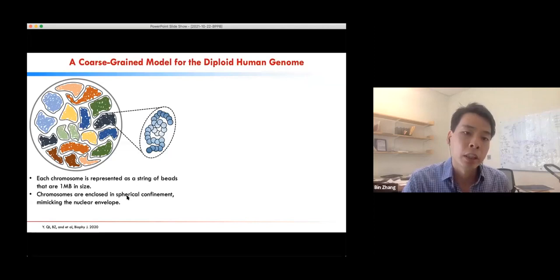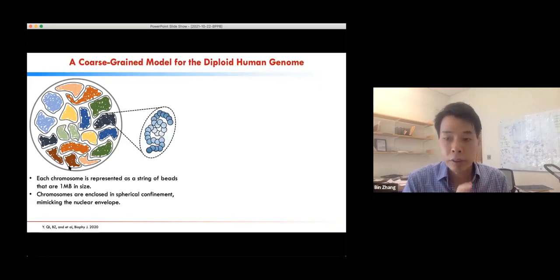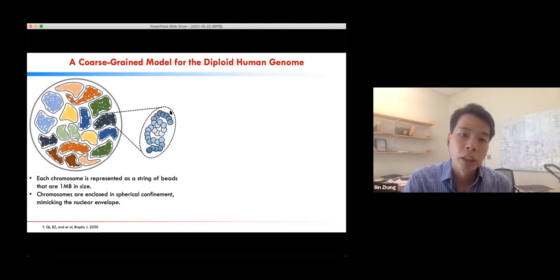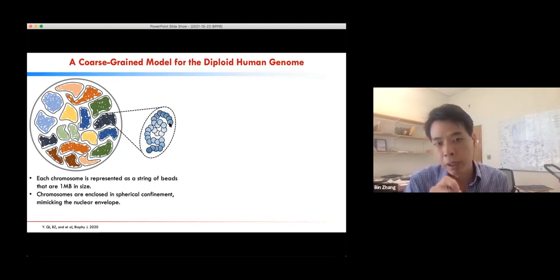So this is a cartoon of our 3D model. We have each one of the 46 chromosomes represented as a bead on a string, and the chromosomes are confined in a sphere to mimic the nuclear envelope. In the resolution that we work with, each bead in the chromosome represents 1 million base pairs.